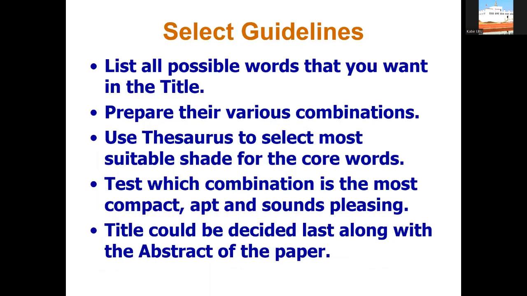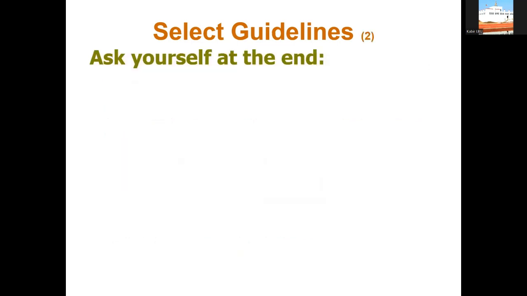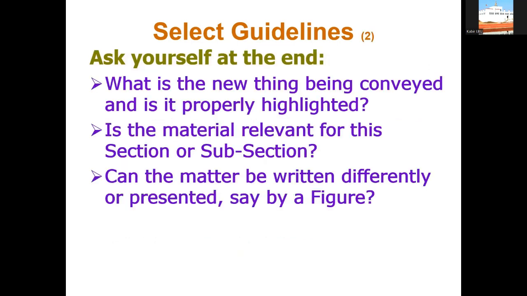Select guidelines for the title: list all possible words that you want in the title, prepare their various combinations, and select the most suitable forms for the core words. Test which combination is the most compact, apt, and pleasing to the ear. The title could be decided last, along with the abstract of the paper. At the time of submission of your research paper, the title can be selected finally.